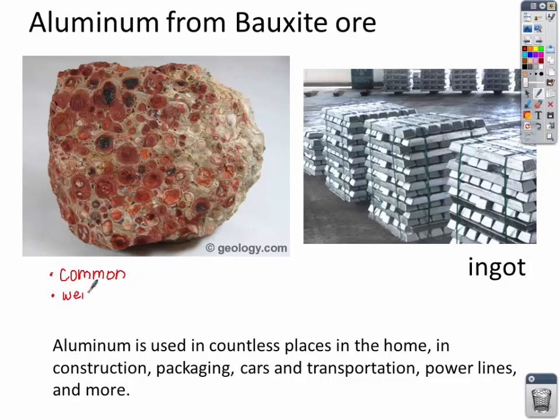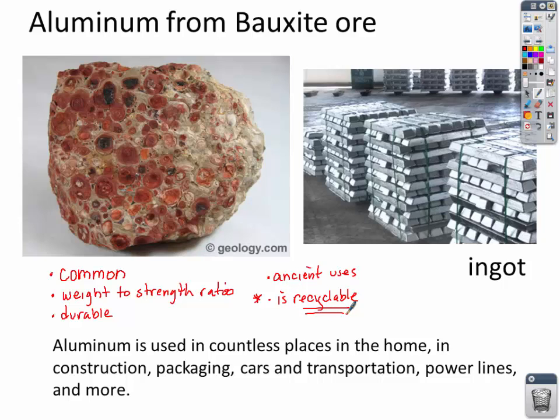It has a tremendous weight to strength ratio, and that's what makes it so nice and useful. All right, it's durable. It has ancient uses going all the way back to the ancient Egyptians. And the most important thing in my mind is that it is recyclable. All right, we can keep this in the materials economy, which makes it really nice and cost effective for companies.